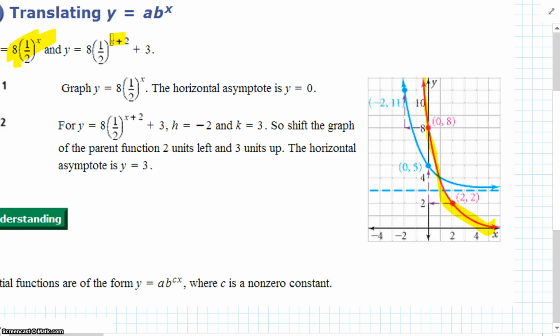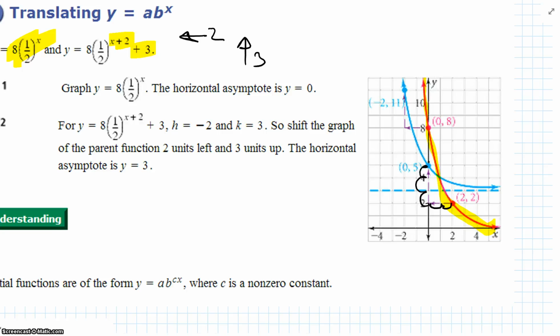Now it has +2 and +3, so we know that's going to translate us 2 units to the left and 3 units up. From the parent function, all we have to do is translate 2 units to the left at every point and 3 units up. The blue one represents our translated graph. Remember our horizontal asymptote was y equals 0. Well, with this +3 right here, our horizontal asymptote has changed. It's now going to be y equals 3.